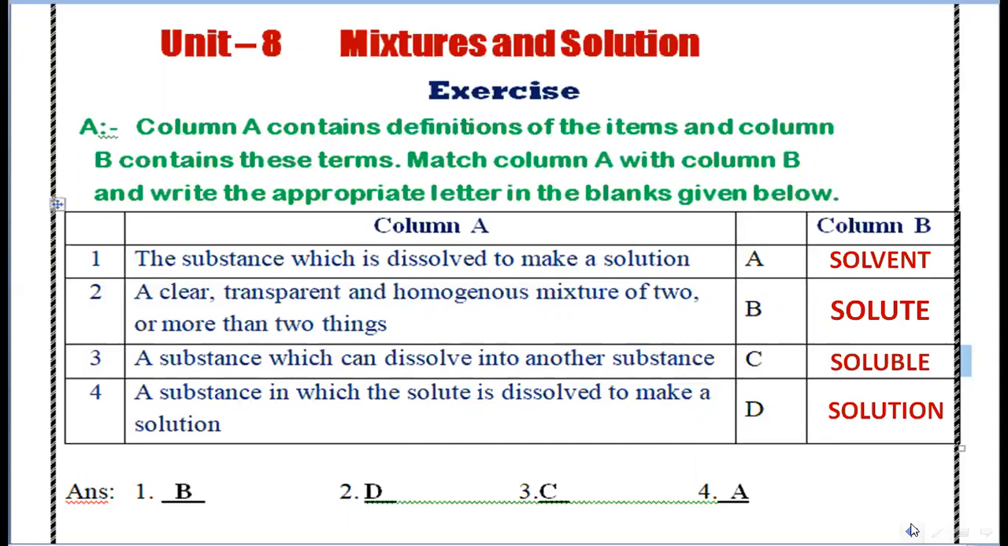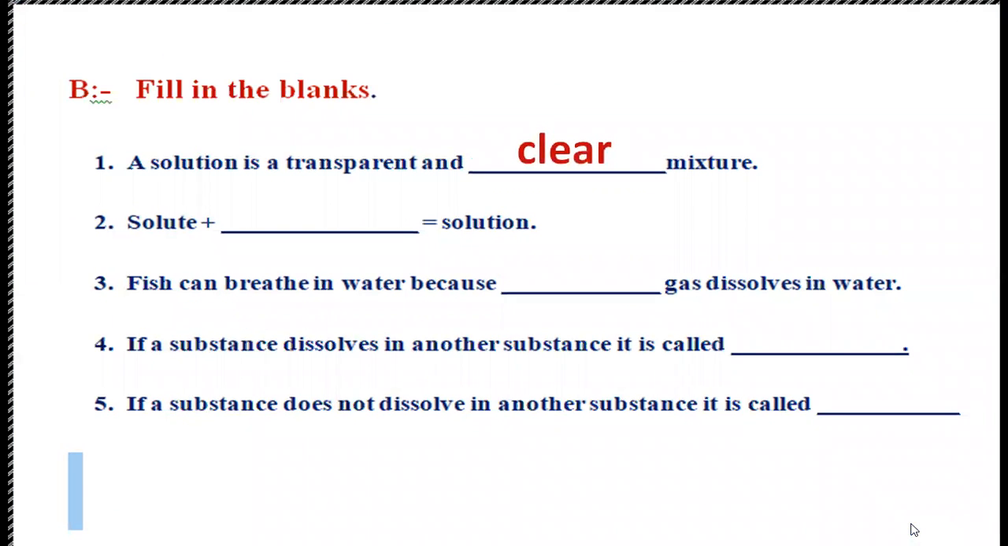This is exercise number A. In exercise number B, fill in the blanks. A solution is a transparent and clear mixture. Solute plus solvent is equal to solution. Fish can breathe in water because of oxygen gas dissolved in water. If a substance dissolves in another substance, it is called soluble. And if a substance does not dissolve in another substance, it is called insoluble.